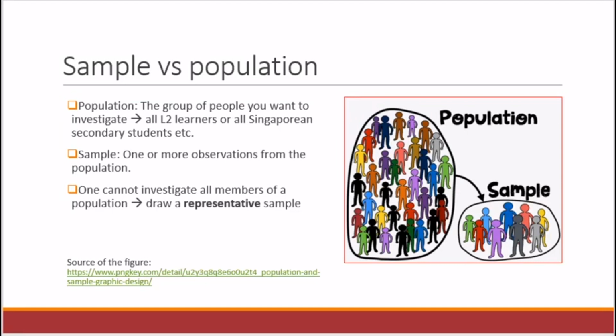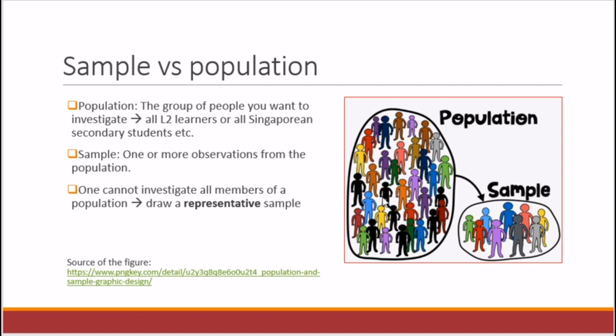I'm delighted to demonstrate sampling methods and the differences between samples and populations in this video. First of all, I would like to discuss the differences between samples and populations. A population is a group of people, pretty much like this group, that you want to investigate. For example, all learners of English who are in a certain country, or all Singaporean secondary school students. So this becomes your population.